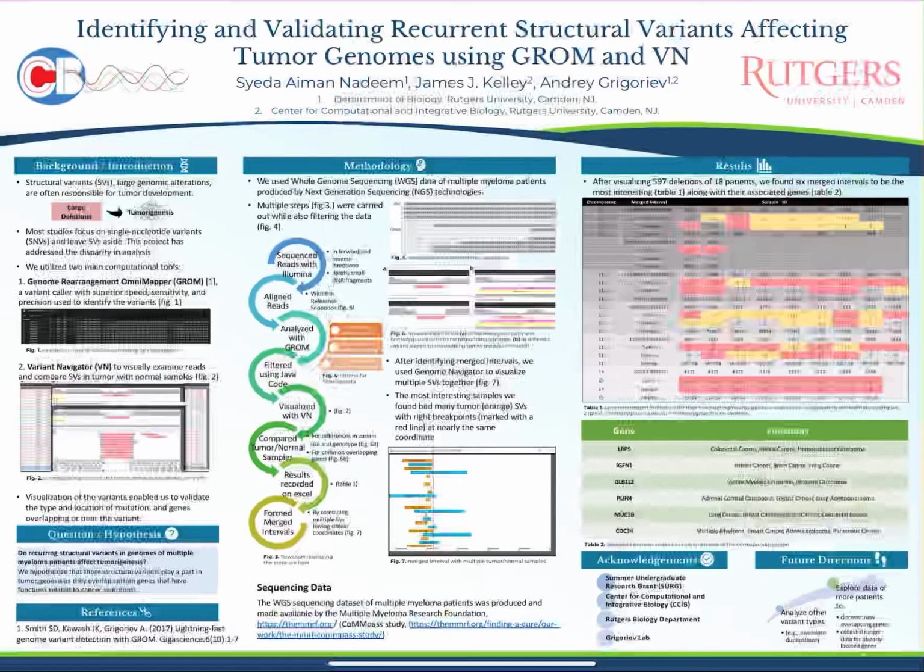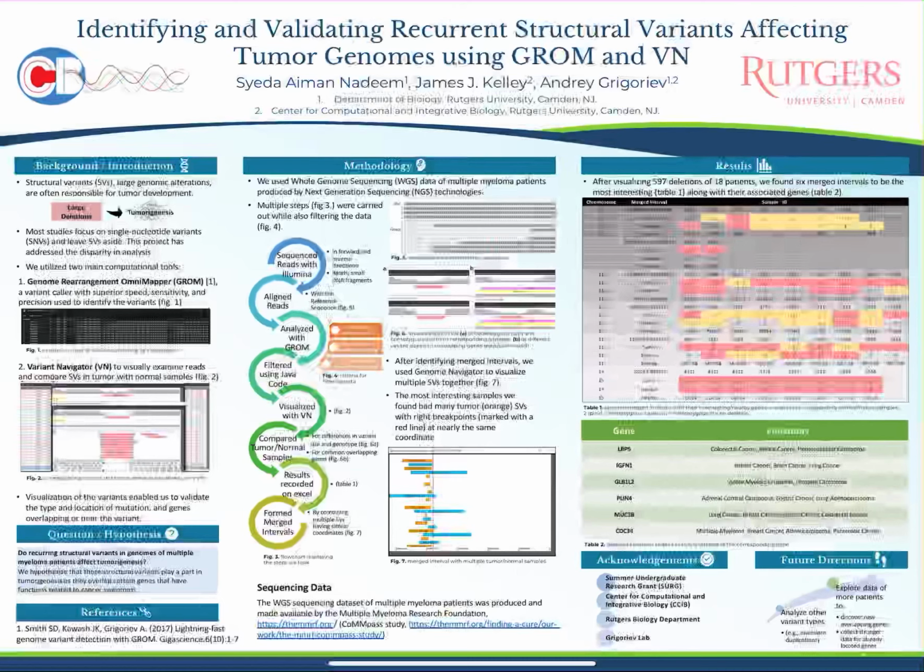So we visualized 597 deletions of 18 patients, and from all of those, we found multiple merge intervals, but the most interesting ones are the ones that I've listed here in this table. There are 6 of them. As you can see, there are colors pink, yellow, and gray. I've grouped them up into their genotypes. So the pink means homozygous deletions.